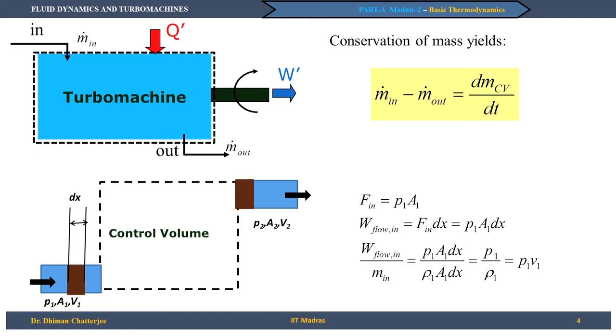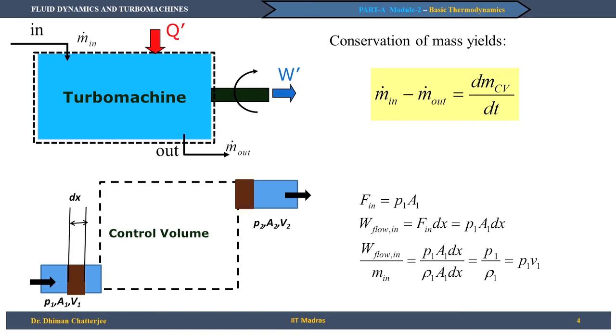So, the flow work per unit mass is going to be given by P1 A1 dx divided by rho 1 A1 dx. So, you will get that the flow work per unit mass flowing in is equal to P1 by rho 1, which means we can also write in terms of specific volume as P1 v1, where the small v1 is specific volume, and the capital V, please note, is not volume, it is the velocity. Okay? And similarly, you can talk in terms of the flow work going out as P2 v2.